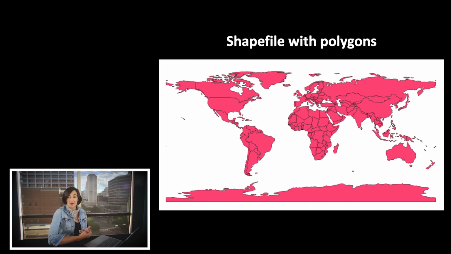Remember geometry class? Polygons are shapes. In shapefiles, polygons connect the loop. You've got dots, lines, and those together can make a shape. The shape of a country is a good example.